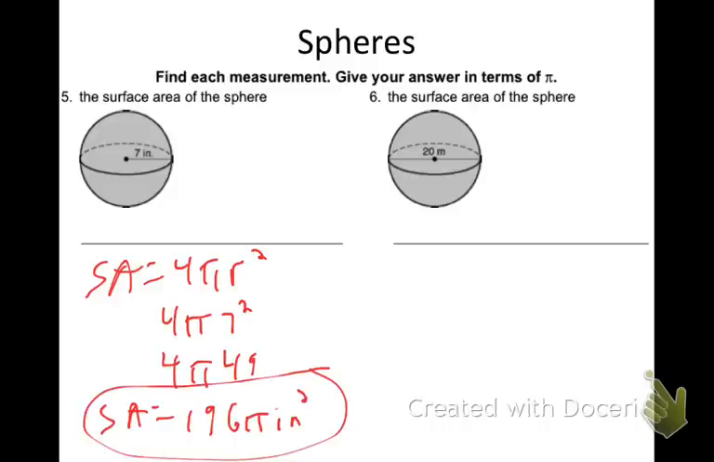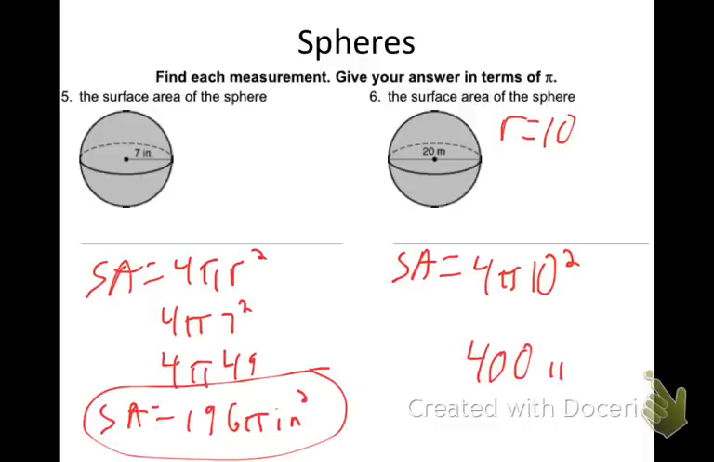Number 6, I need to find the surface area. Does it give me the radius or diameter there? What do I want? I want the radius. So what is my radius? So surface area equals 4 pi 10 squared. What's my surface area going to be there? Let's go with Payne. What'd you get? Meter squared, right? Nice job. So there's surface area.